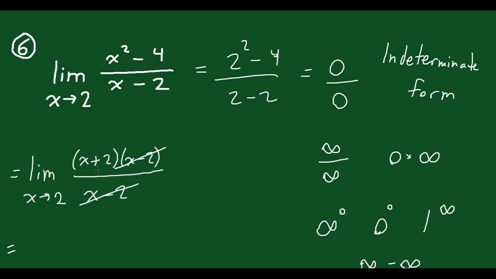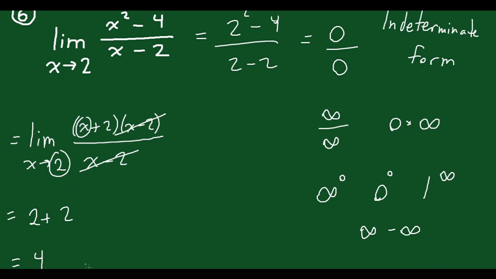Well, now you can plug in that number. 2 plus 2, right? We're plugging in 2 for x. 2 plus 2 is equal to 4. Therefore, our limit as x approaches 2 is equal to 4. Now, if you tried to plug the 2 into the original, we don't get the answer 4.